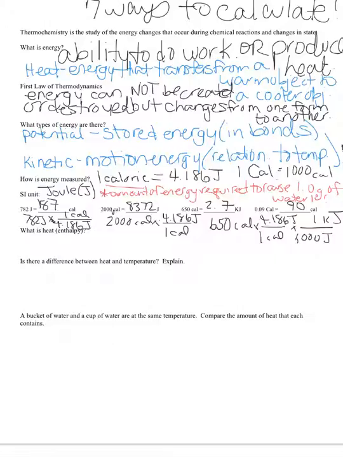The next thing on our sheet says, what is heat, or in parentheses, enthalpy? Those are two words that you're going to see used interchangeably a lot, and they'll switch back and forth between them. But what is heat? We're looking at the flow of energy due to a difference in temperature.